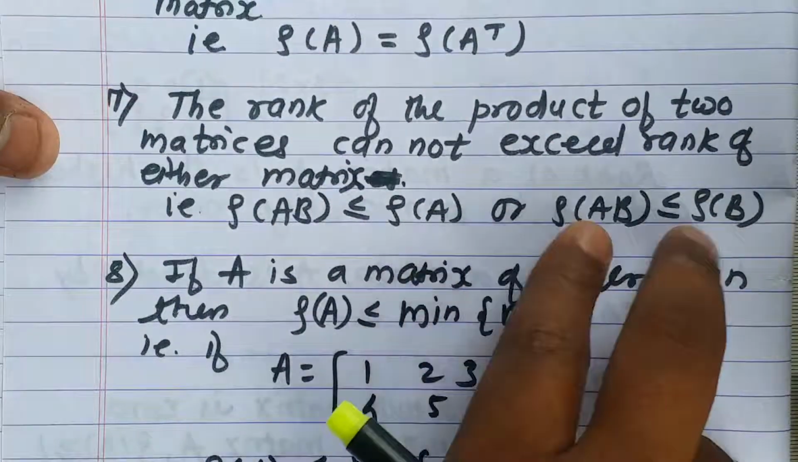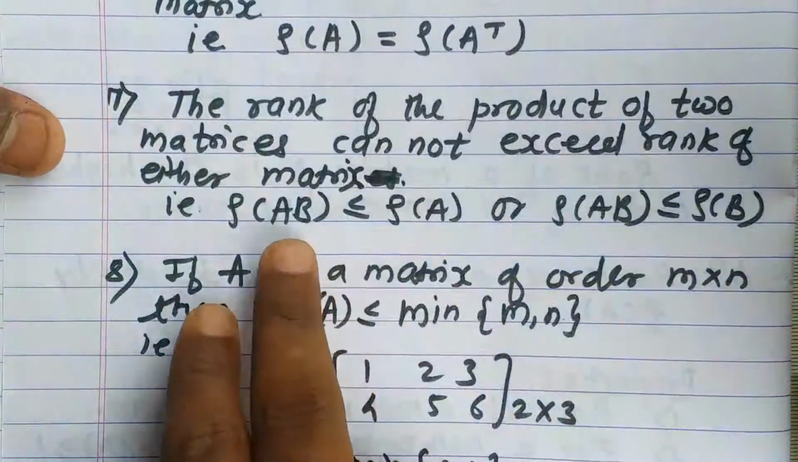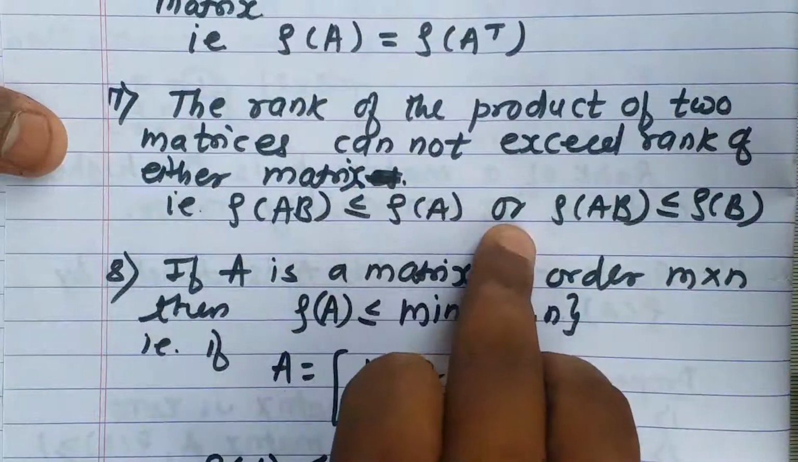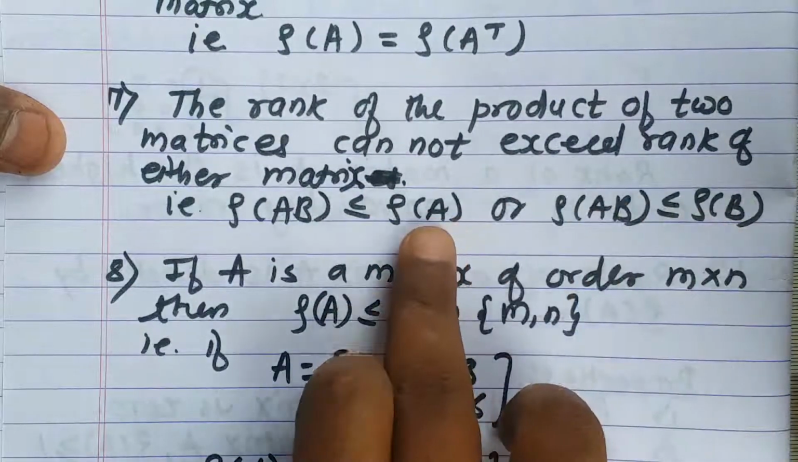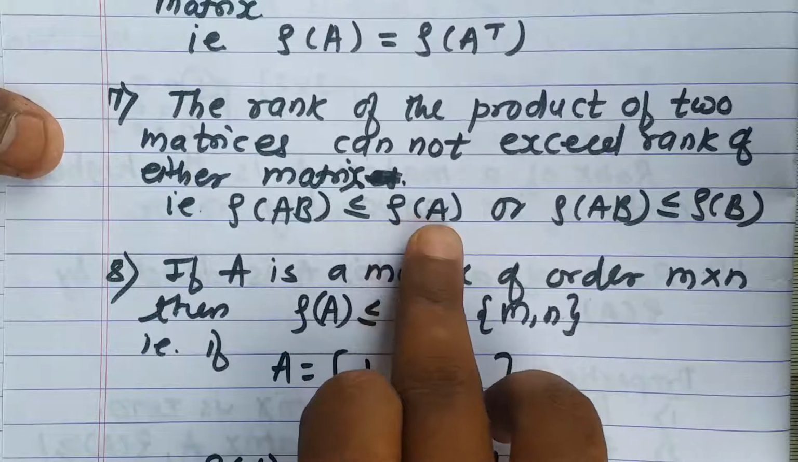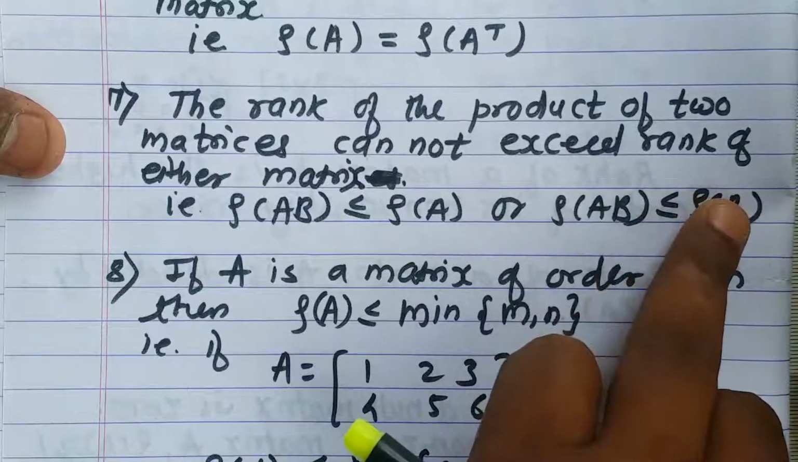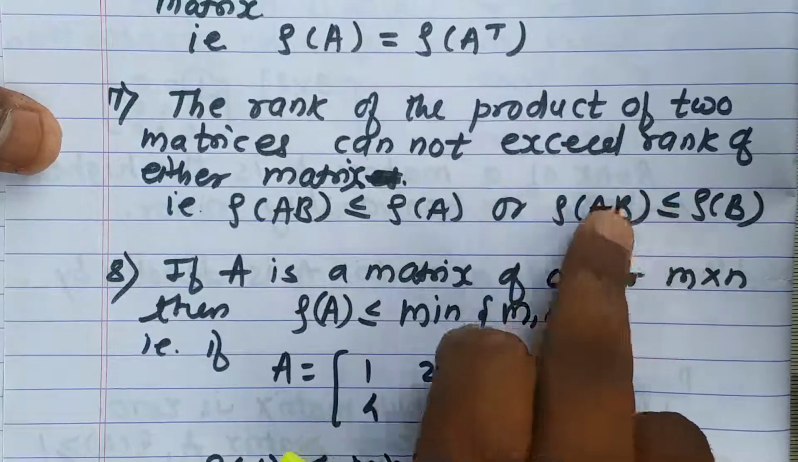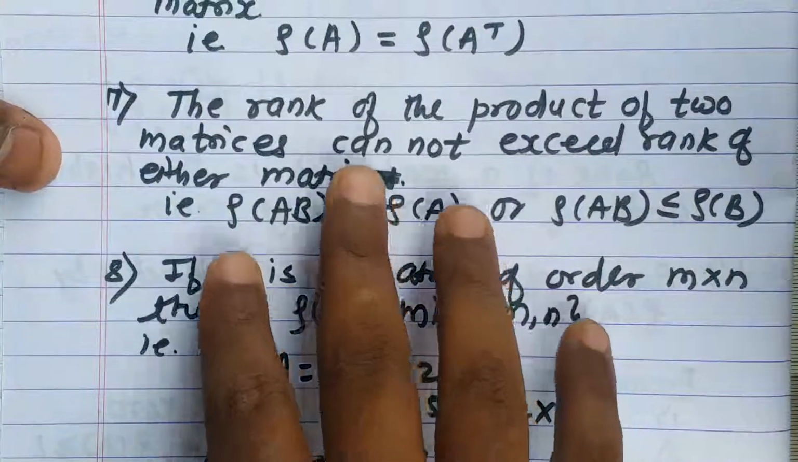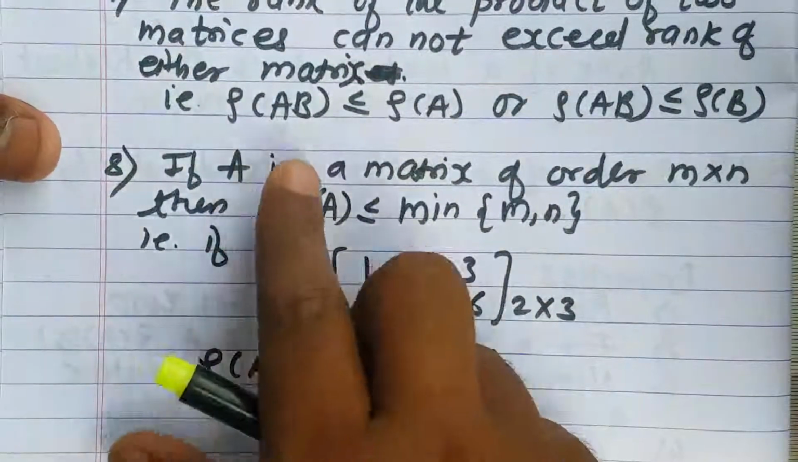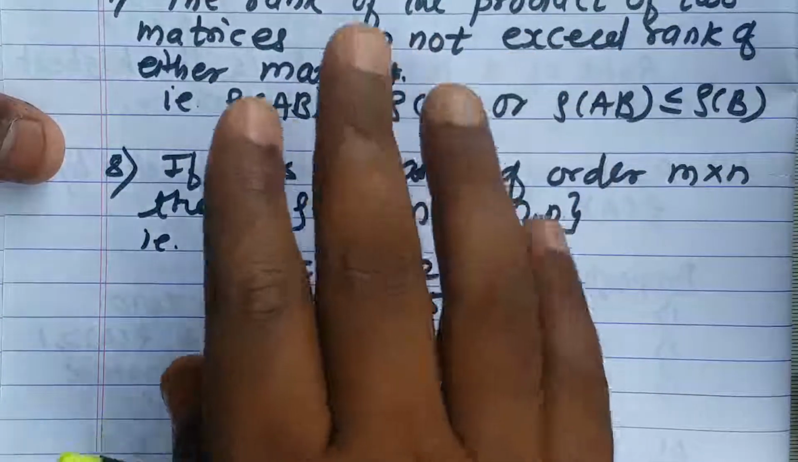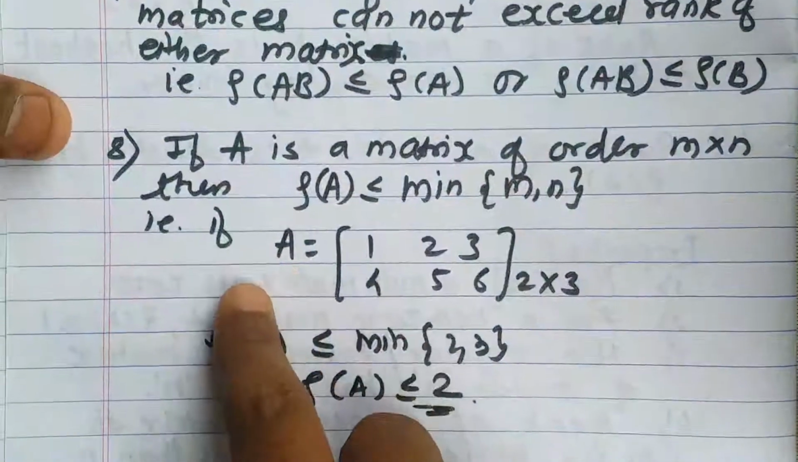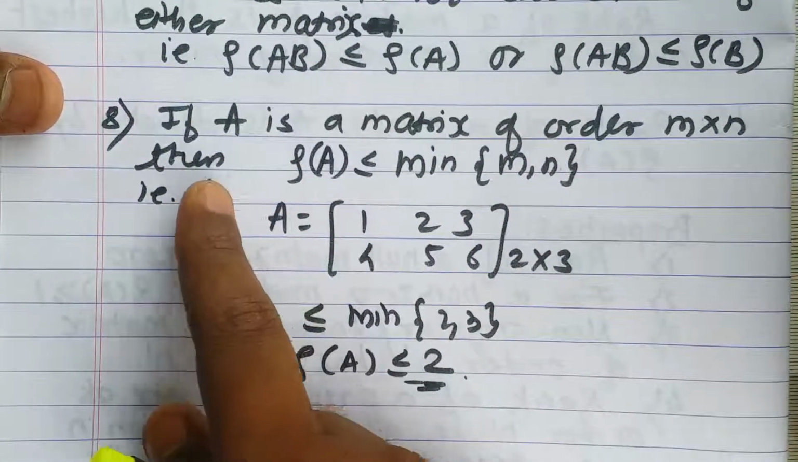Suppose the rank of A is 2 and the rank of B is 3. So the maximum value of rank of AB will be 3. It cannot exceed 3. Because if we have considered the rank of A as 2 and the rank of B as 3, it cannot exceed the rank more than 3. We cannot have the rank of A into B as 4. In such a way you can consider this property. It means rank of A into B cannot exceed the rank of either matrix, that is the rank of matrix A or matrix B's rank. Next, property number 8.